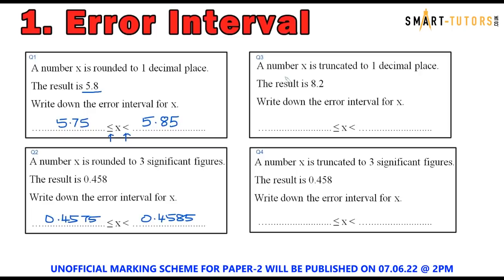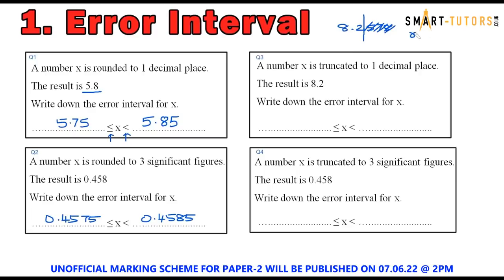Question number 3: a number x is truncated to one decimal place. The result is 8.2. Write down the error interval for x. Truncation means you are chopping off the number at that point. For example, 8.2578. If I ask you to truncate it to one decimal place, you chop off the entire number after the one decimal place, regardless of what number is there. If it is more than 5 or less than 5, we don't really care. We chop the number and the answer is 8.2.